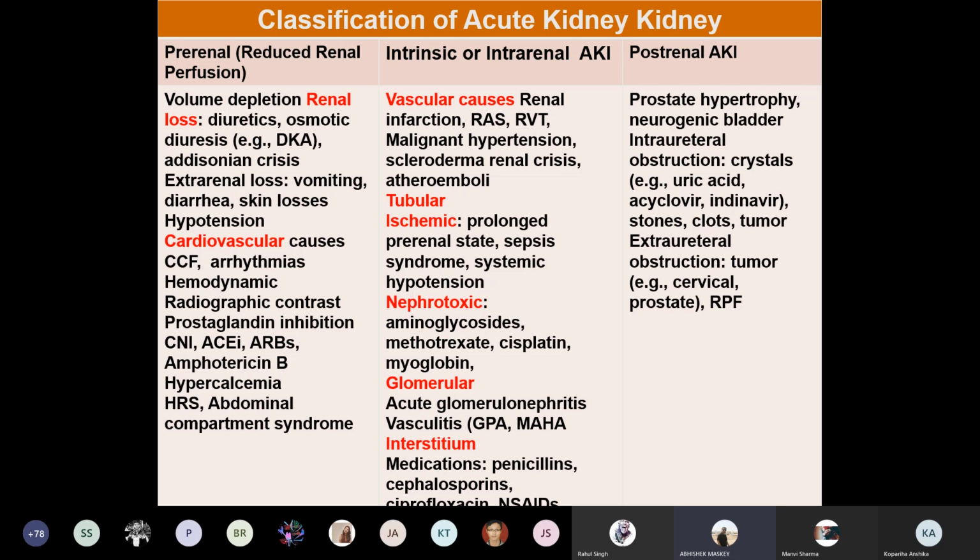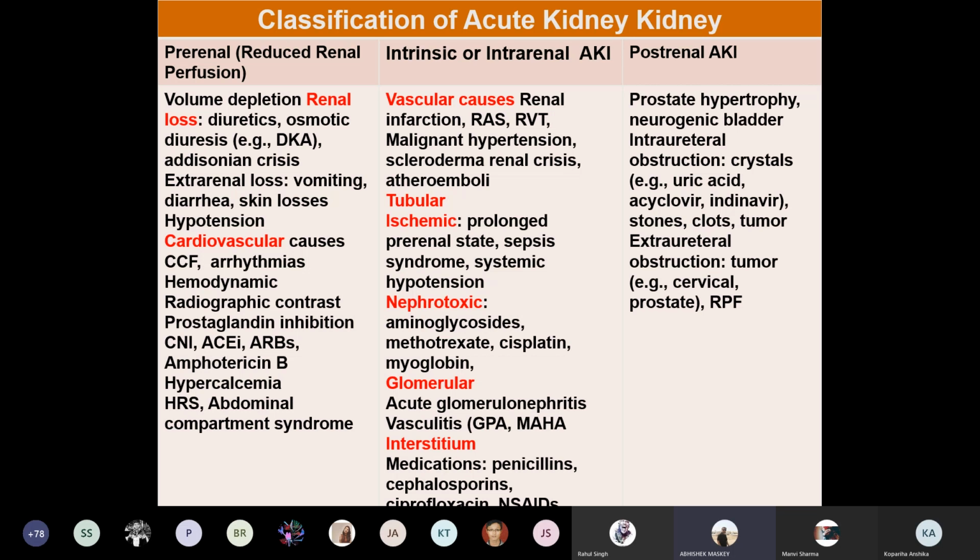Okay. So anyway, whenever we see acute kidney injury, I want to tell my residents, please see whether it's a pre-renal cause, a renal cause, or a post-renal cause. Post-renal cause is like the patient is having a stone in the pelvis, a stone in the ureter, or urethra.